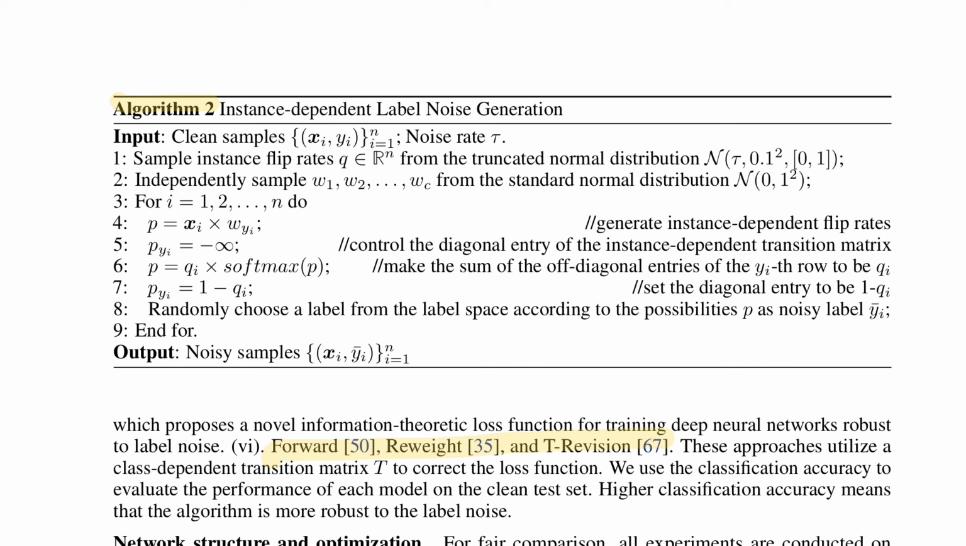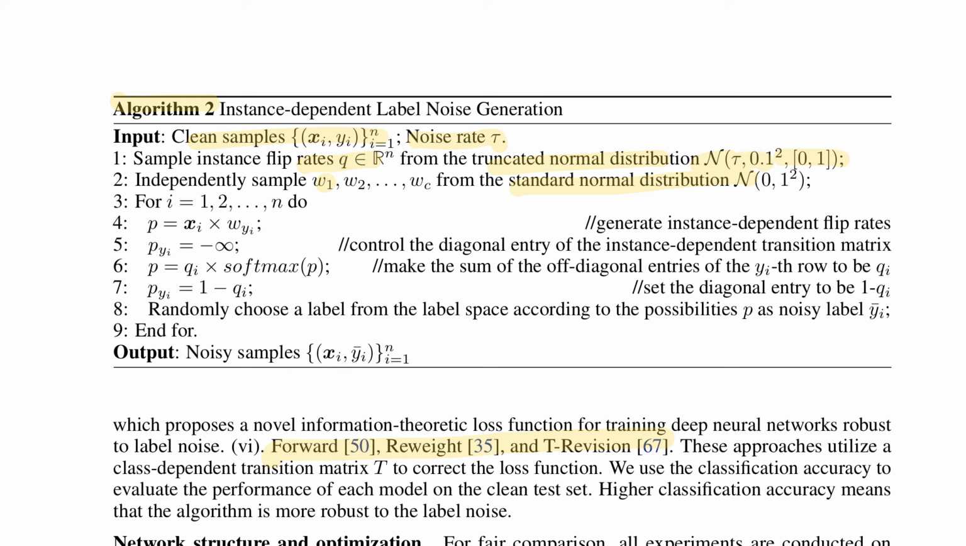One thing that they mention is that it is straightforward to assume, and more realistic to assume, that the noise rates and flip rates depend on the instance-specific semantics. Now, what they have is a noise rate, and they have the clean data set. Let's say, for example, CIFAR10. What they do is that they sample n, basically one for each example, which is going to be the flip rate. And they sample it from the truncated normal distribution of n, tau, 0.1 to the power of 2, and between 0 and 1. Then they also independently sample a vector for each one of the classes from the standard normal distribution.